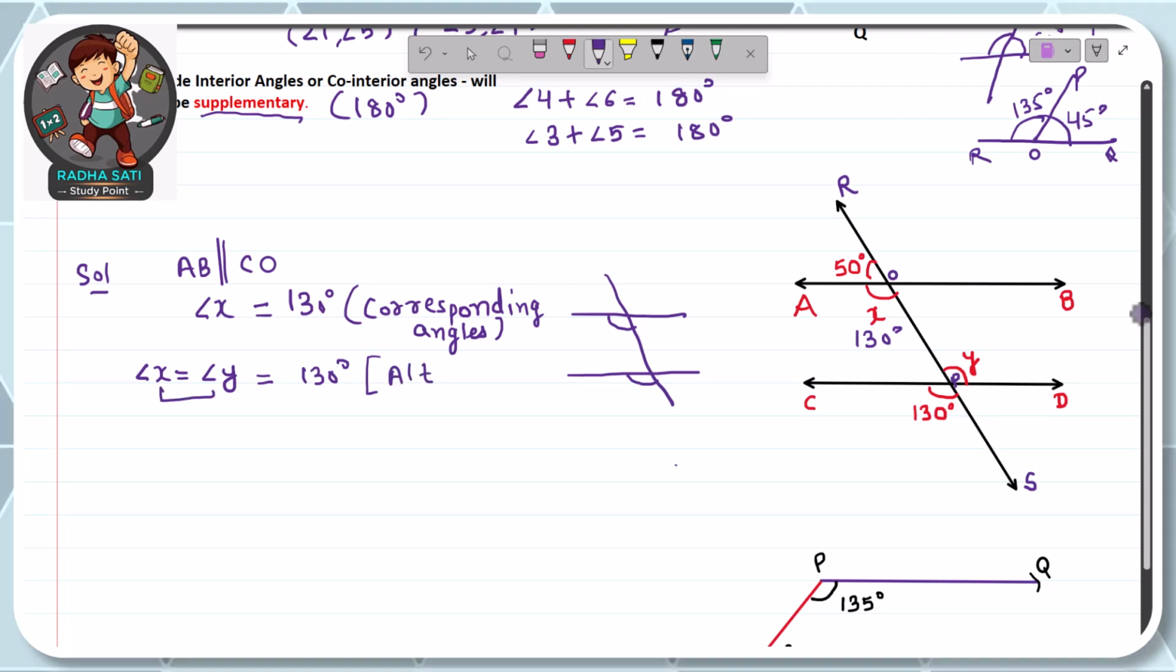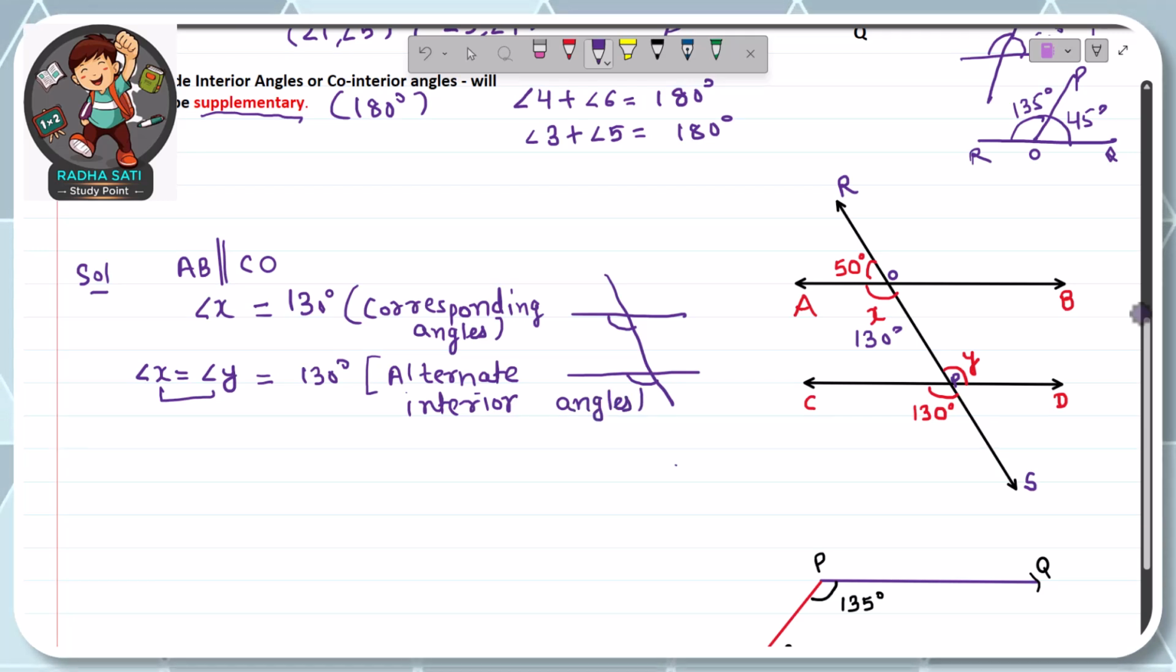So you have to mention that these are alternate interior angles. I am writing in short, but you have to write the complete sentence because alternate interior angles are always equal. Mention like this. Okay, then only you will get the complete marks.